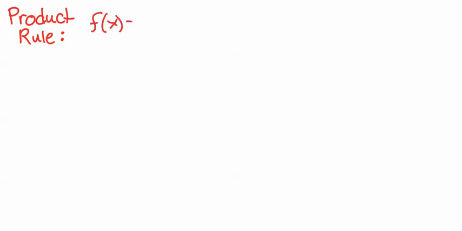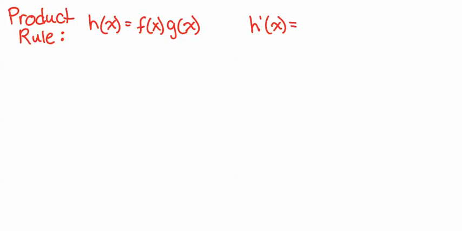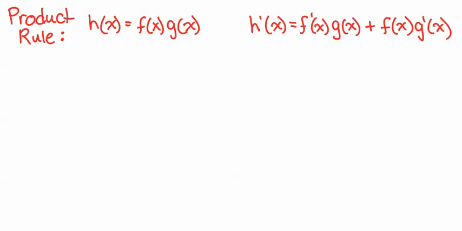So let's say your function is, well, let's make it h of x equals f of x times g of x. So if you can just picture that, you have two functions multiplied by each other. So if you want to find the derivative of that, the rule is you find the derivative of the first function, multiply it by the second function, then add it to the derivative of the second function times the first function. So that's the product rule. So let's see how it actually works.